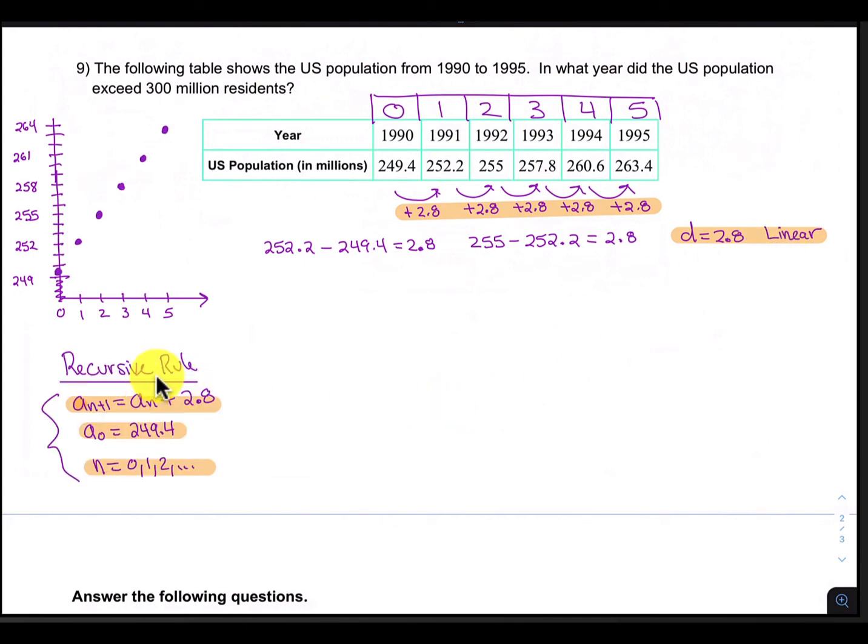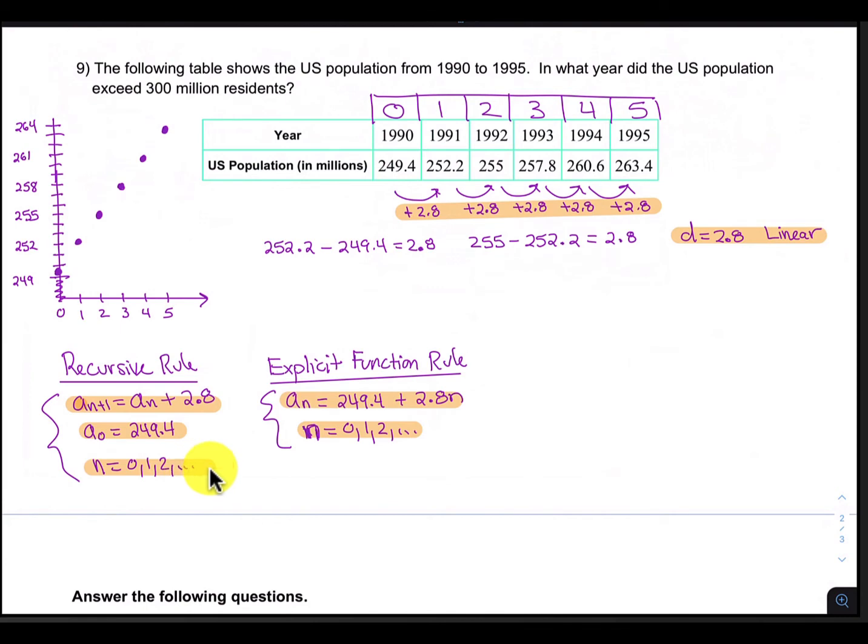Now we write the recursive formula. That's a sub n plus 1 equals a sub n plus the number that you're adding every time, 2.8. State that a0 is 249.4 and that n is 0, 1, 2, etc. For the explicit function rule, it's a sub n equals the number you start with, that's a0, plus the common difference multiplied by n. So that's 249.4 plus 2.8 times n. And n is 0, 1, 2, etc.